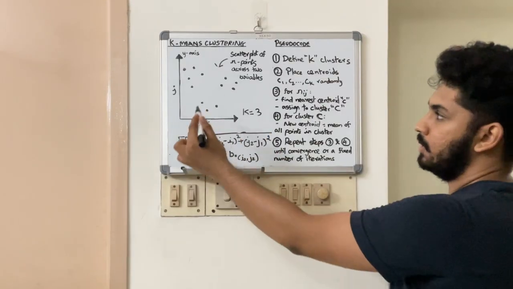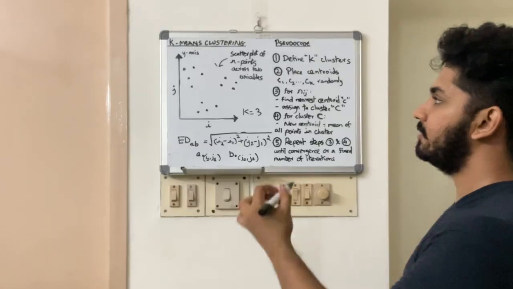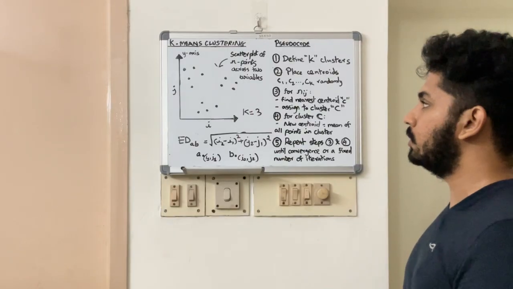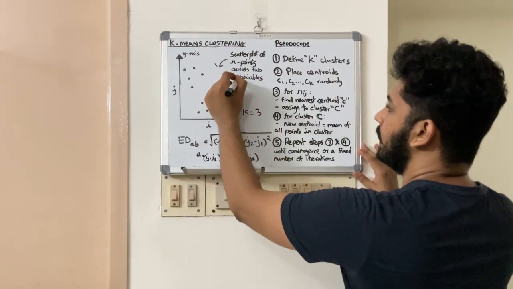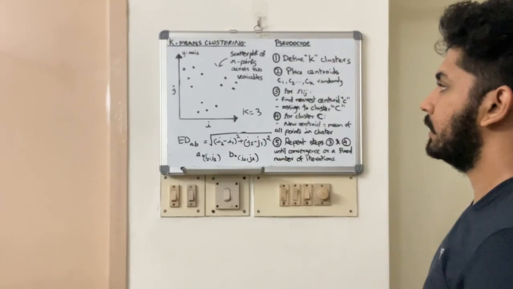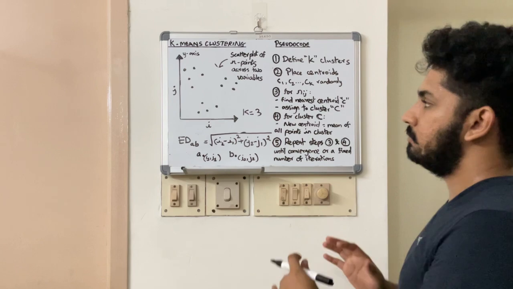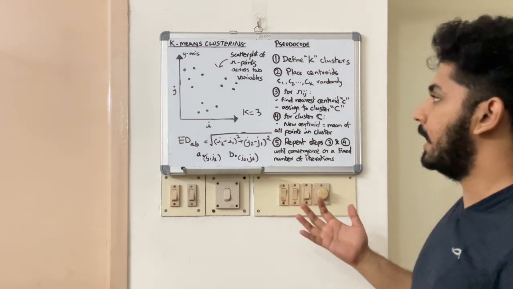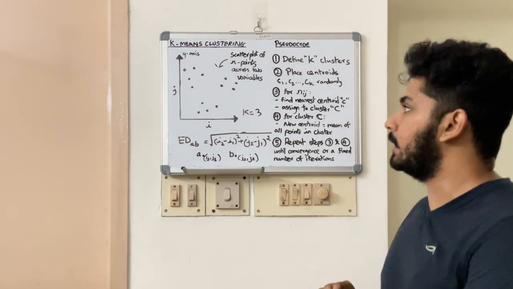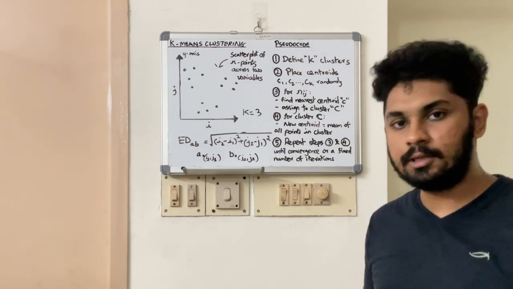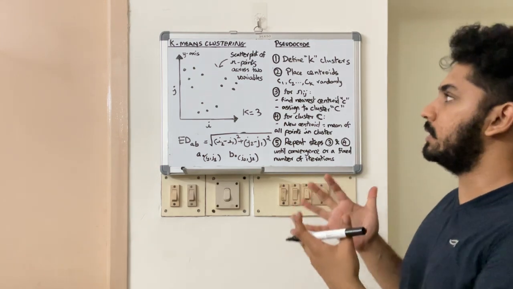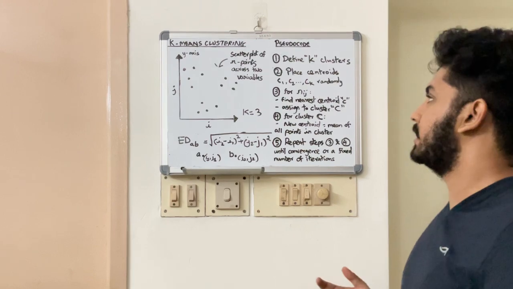So in this scatter plot here, we have n points that have two variables, namely i and j. And as a result, you can see that they're visually observable as three different clusters. But in order for an algorithm to realize that, the k-means clustering method works best.